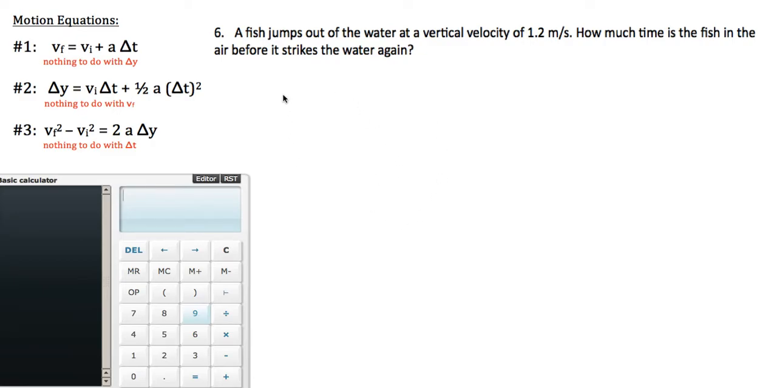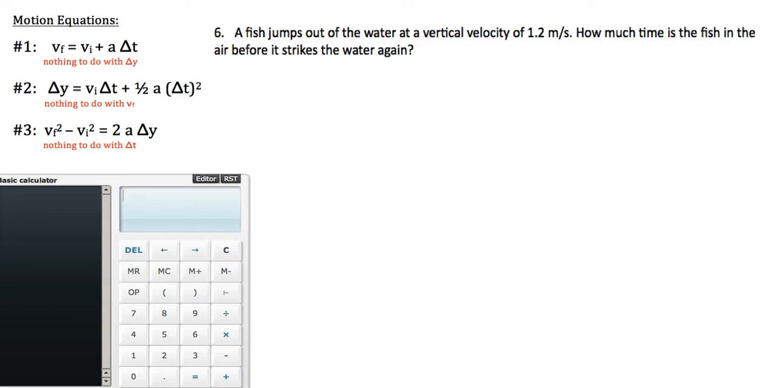Okay, problem number 6. A fish jumps out of the water at a vertical velocity of 1.2 meters per second. How much time is the fish in the air before it strikes the water again? They didn't give us too much information, but they want to know how long that fish will be in the air.